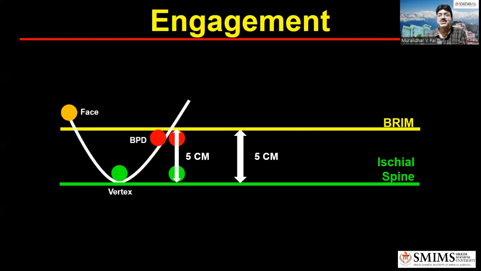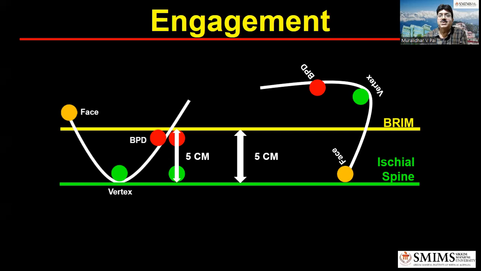Now let me explain, I was telling you, in face presentation the mathematics is slightly different. Now it is the opposite, right? The vertex is above, the BPD is still above, and the face has touched the ischial spine. Is the head engaged according to definition? The answer is no. Here, when the vertex touched the ischial spine, the head was engaged. Whereas when the face touches the ischial spine, face being the presenting part in face presentation, it has touched the ischial spine. Yet, according to definition, it is not engaged because the BPD is still high. Why is this? This is because of simple mathematics.